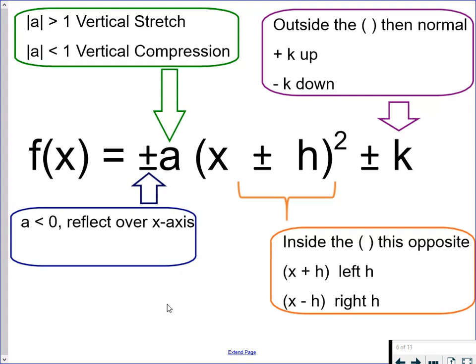What does left H, right H? That value. So if it's positive here, you would go left that amount. And if it's negative, you'd go right that amount. So if this was 4, we're going to move the graph to the left 4 units.